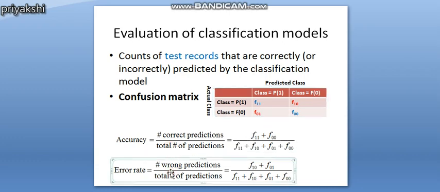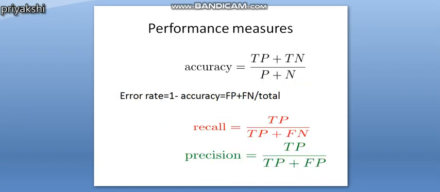Okay, and apart from this we can see there are other measures like error rate. So error rate can also be calculated from 1 minus accuracy, or like this. Another measure is called recall and precision. Recall is calculated as true positive divided by true positive plus false negative.